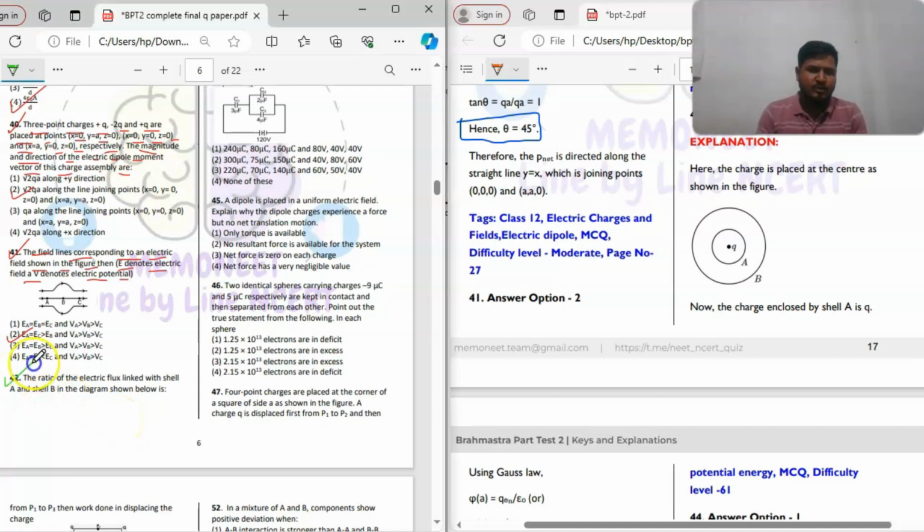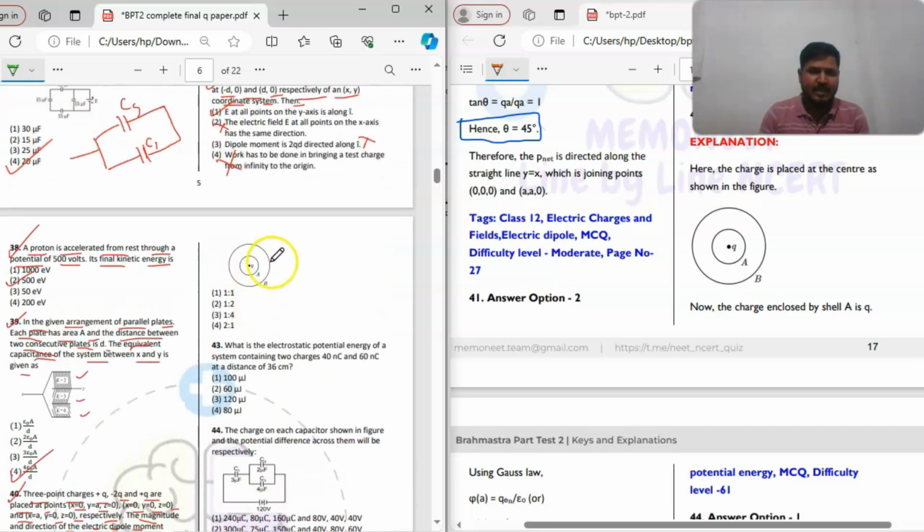The question is question number 42. The ratio of the electric flux linked with shell A and B in the diagram shown below is. Here is the diagram and we have to find the electric flux. So what is the formula for electric flux? From Gauss law we know that the flux is Q enclosed by epsilon naught, right?